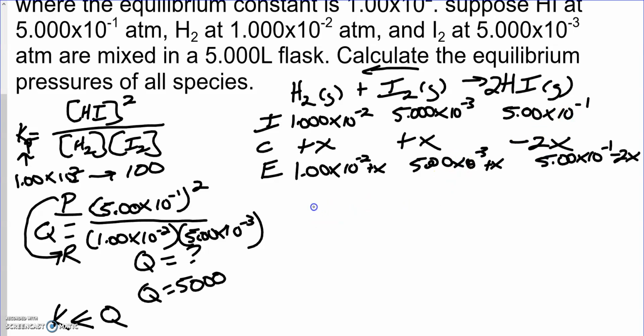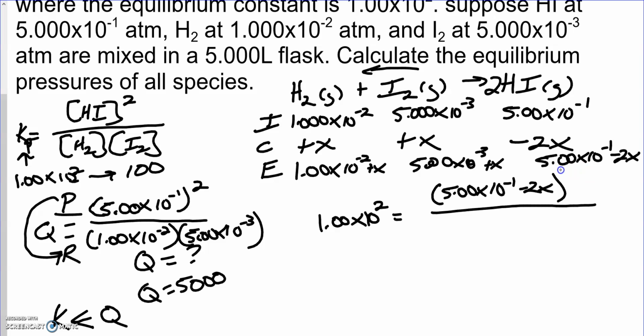So if I was to plug this into my equilibrium expression, I end up with 1.00 times 10 to the second equals 5.00 times 10 to the negative 1 minus 2x squared. Don't forget the squared. Sorry, I almost just did. Over 1.00 times 10 to the negative second plus x times 5.00 times 10 to the negative third plus x.